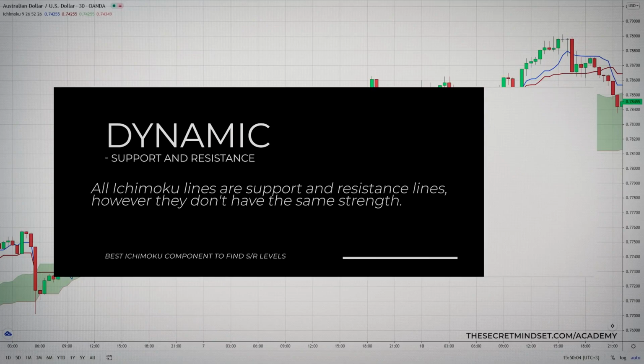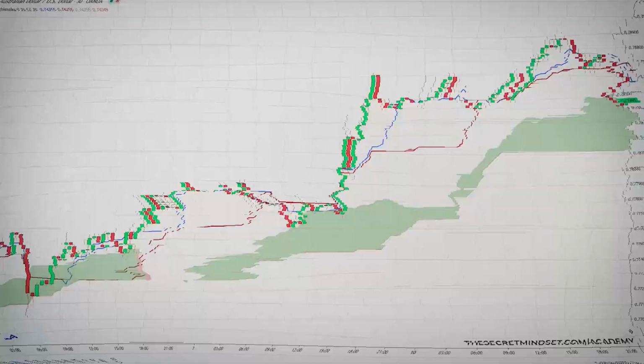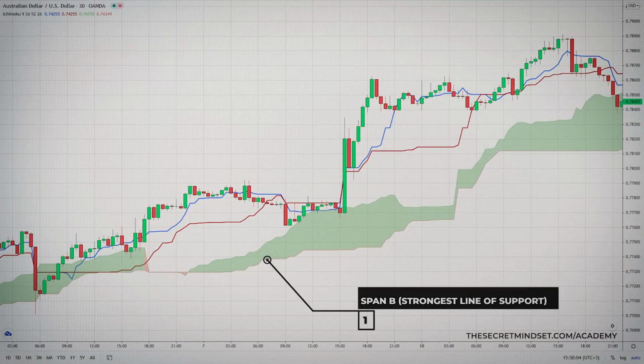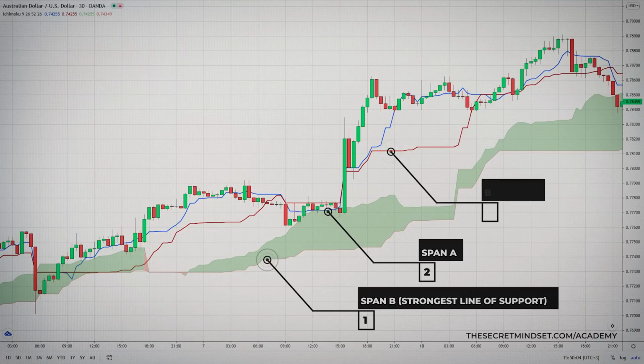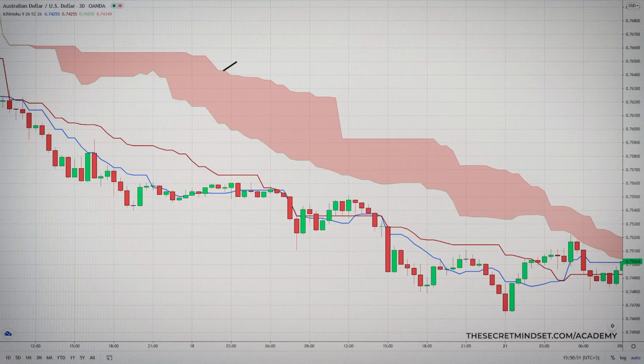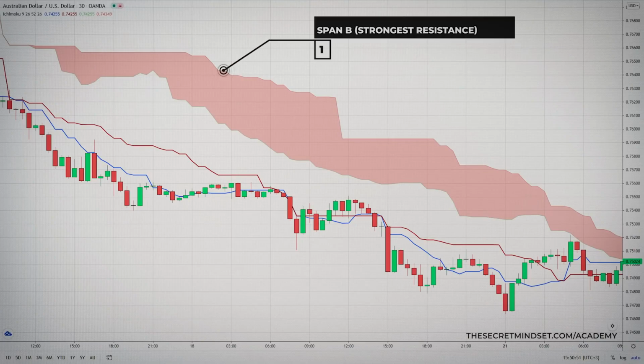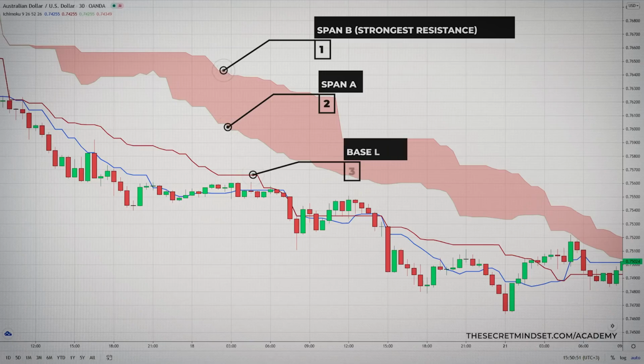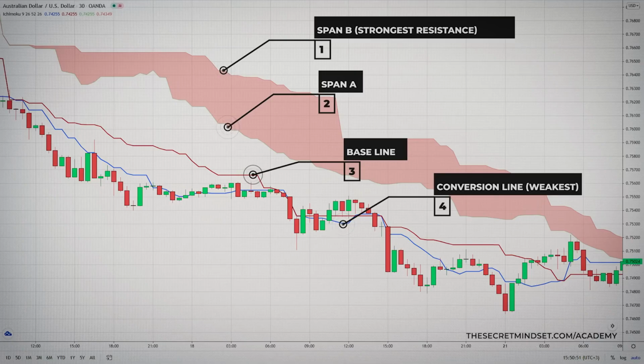All Ichimoku lines are support and resistance lines, however they don't have the same strength. Regarding the ideal bullish trend we've talked before, the strength order of the support levels would be: the bottom of the Kumo cloud as the strongest line of support, the top of the Kumo as the next strong line, the baseline, and then the conversion line as the weakest line of support. And for the ideal bearish trend, the strength order of the resistance levels would be: the top of the Kumo, the bottom of the Kumo, the baseline, and the conversion line.